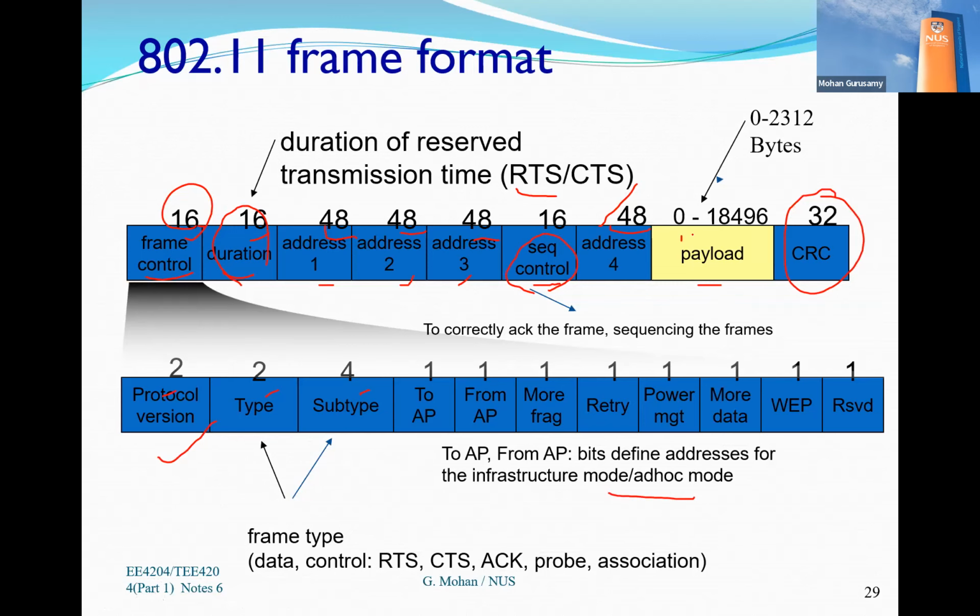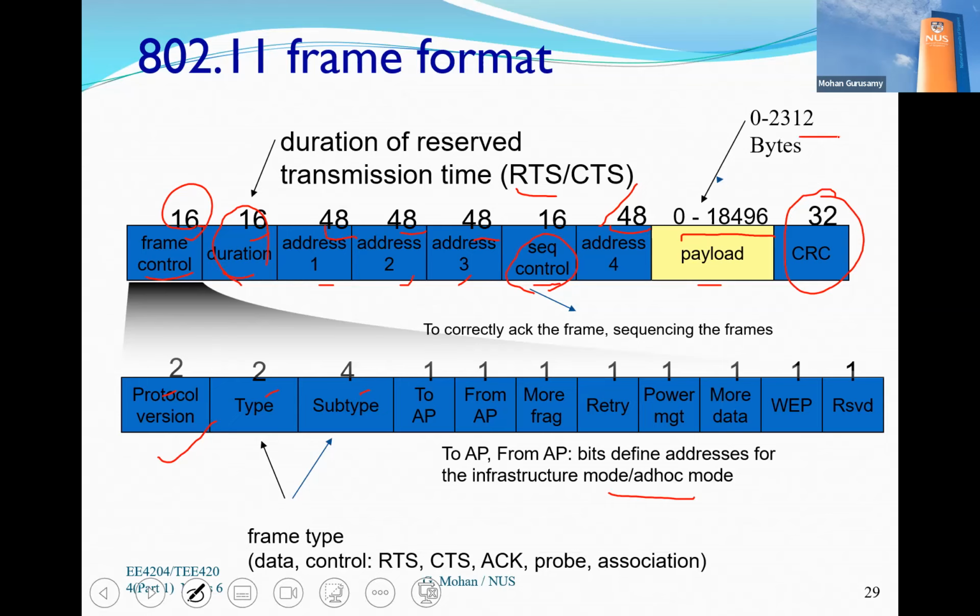This payload represents the bits, how many bits are there. It's basically 2312 bytes. I don't know exactly why this number is chosen, but this is the standard.